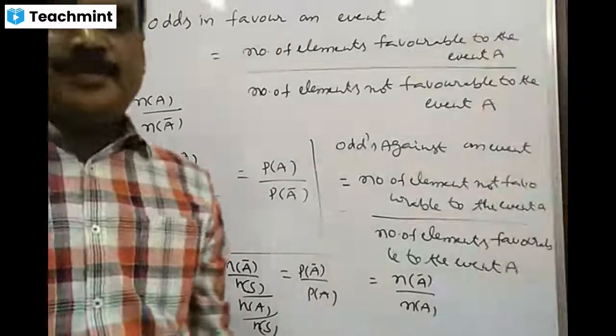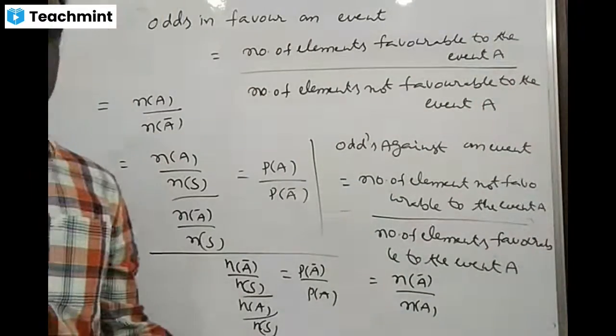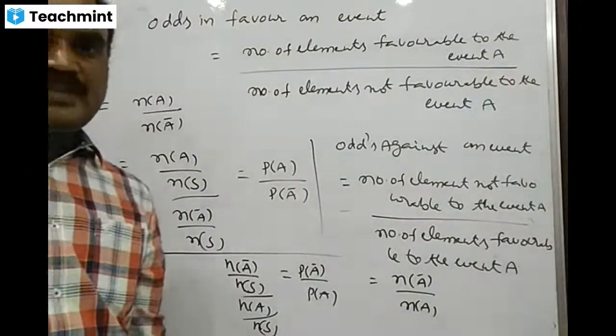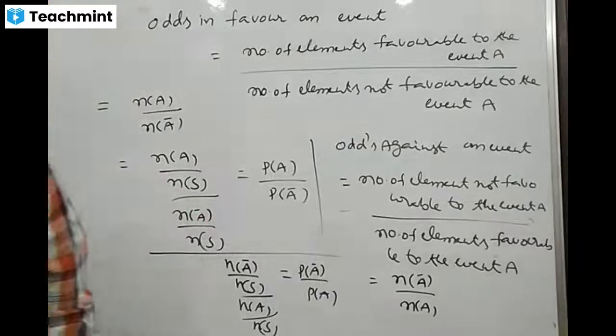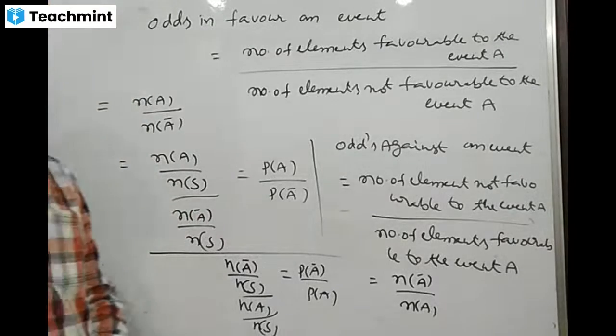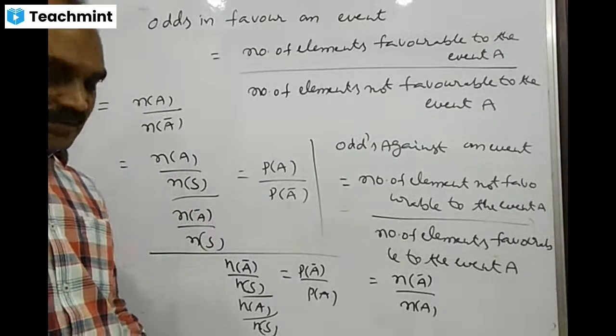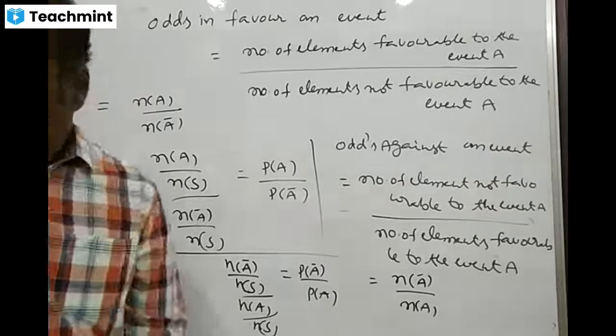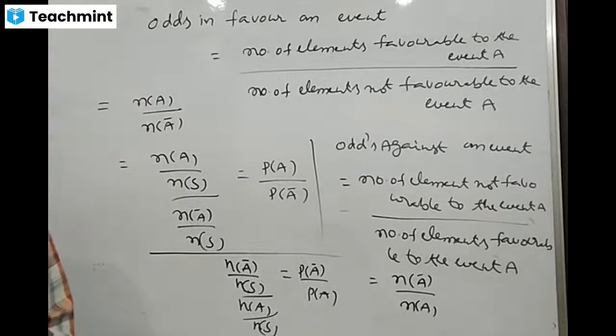Probability weightage is 1 question of 7 marks to 4 marks. So probability weightage, 1 question of 7 marks to 4 marks. Means one problem, probability one problem.